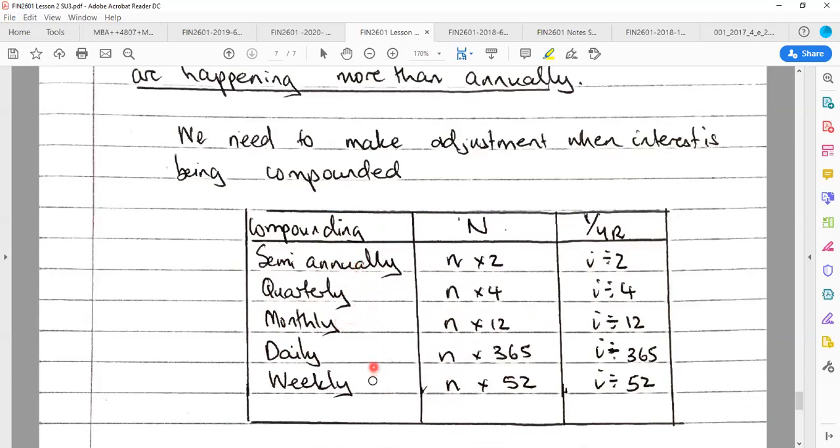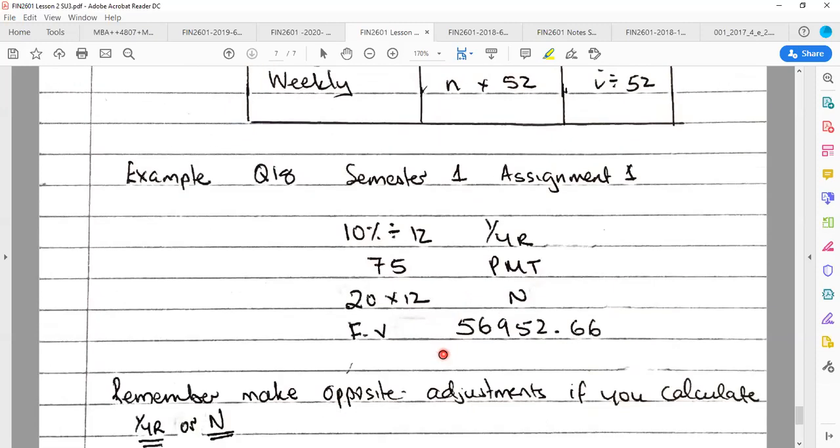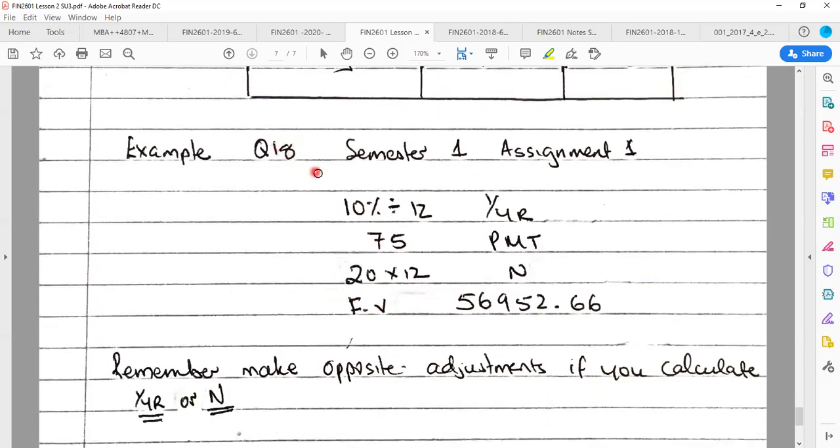If interest is being compounded in these intervals, we need to make adjustments for N, the number of years. Semi-annually, we multiply our number of years by 2, divide the interest by 2, quarterly multiply by 4, divide the interest by 4, monthly, multiply by 12, divide the interest by 12, daily, multiply by 365, divide the interest by 365, weekly, multiply by 52, divide the interest by 52. So these are some adjustments we need to make. Let me illustrate this to you through an example.